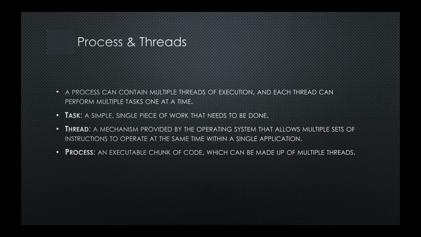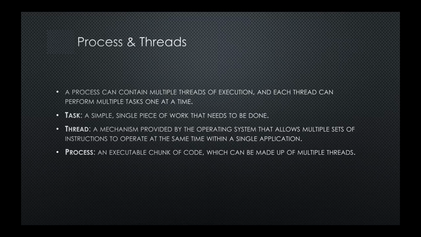So what is a process? A process can contain multiple threads of execution, and each thread can perform multiple tasks at one time. So what is a task? A task is a simple single piece of work that needs to be done. A thread is a mechanism provided by the operating system that allows multiple sets of instructions to operate at the same time within a single application. So as we all know, thread is for multi-threading.